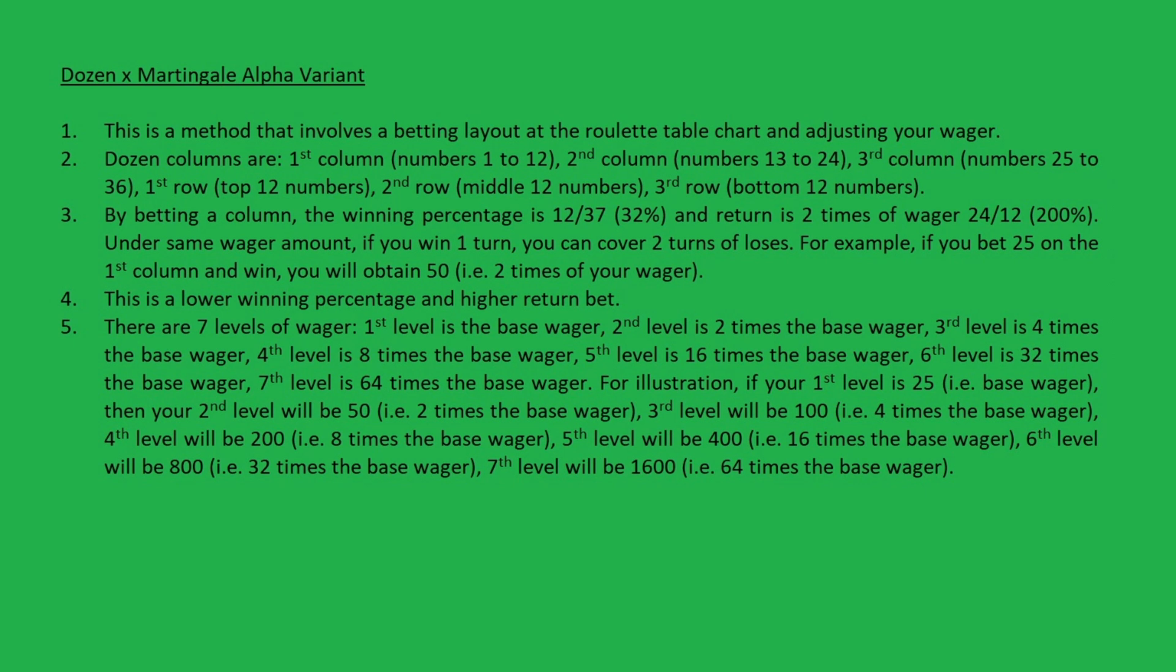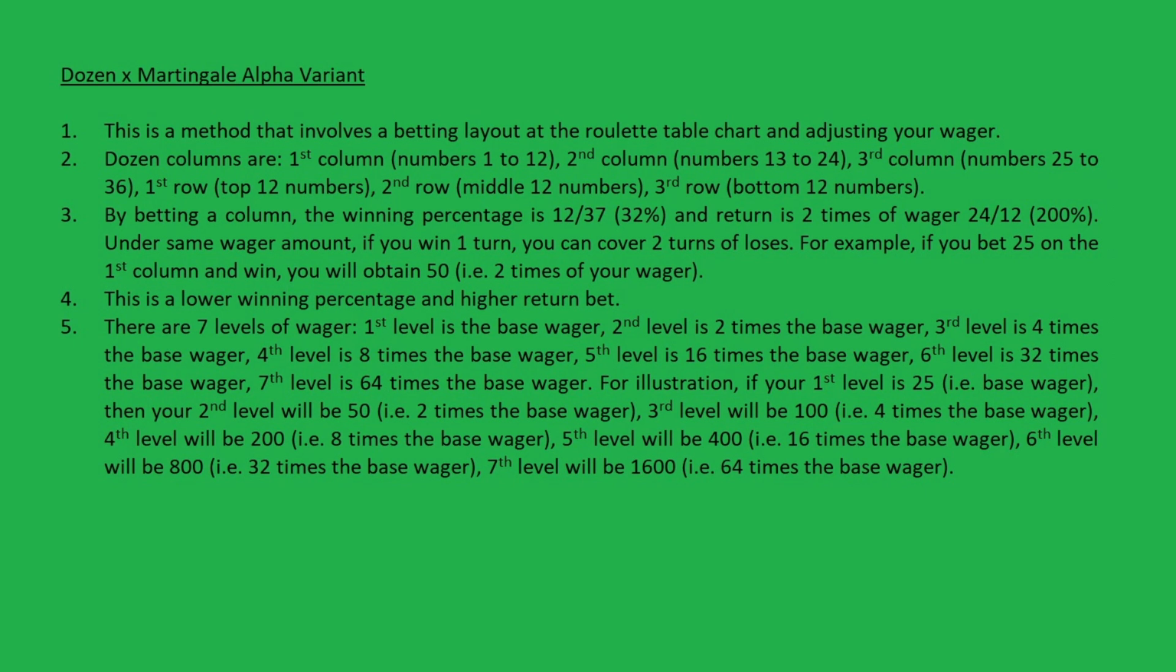5. There are 7 levels of wager. First level is the base wager, second level is 2 times the base wager, third level is 4 times the base wager, fourth level is 8 times the base wager, fifth level is 16 times the base wager, sixth level is 32 times the base wager, seventh level is 64 times the base wager.